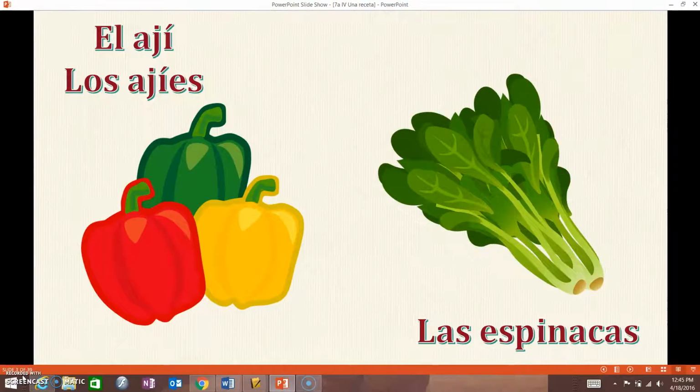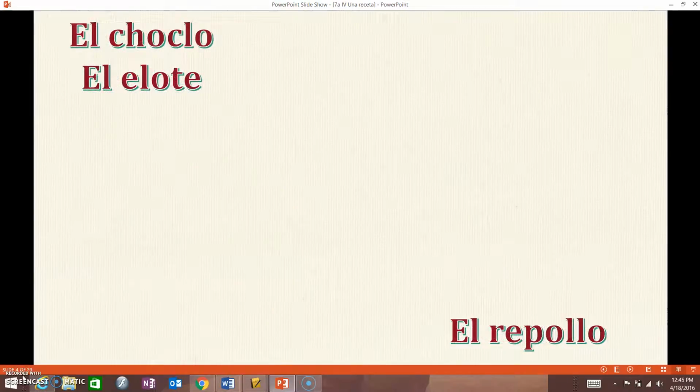Las espinacas. Tenemos espinacas y es como lechuga, pero es un poco más agria. Y espinacas como spinach. A veces la gente usa las espinacas para una ensalada.